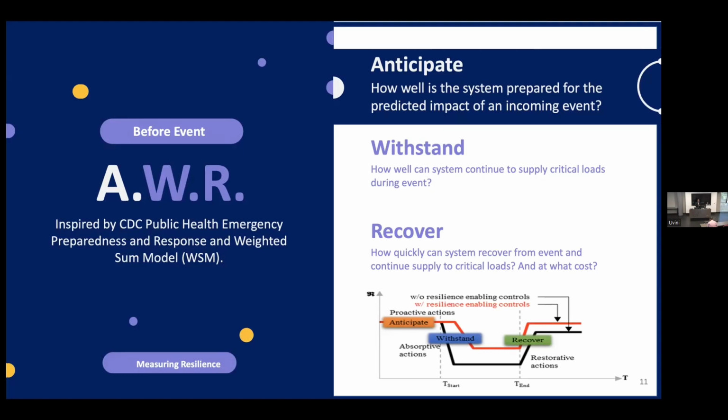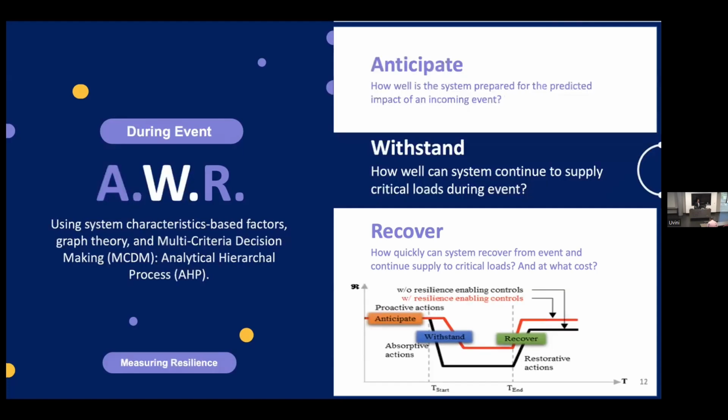The one technique was from the CDC, the Center for Disease Control in the US, for public health emergency preparedness and response, which is a weighted sum model. The weighted sum model basically takes these factors and gives a single metric out of this. So we applied the same metric that is used by health to get the anticipate metric. The next one is the withstand metric.